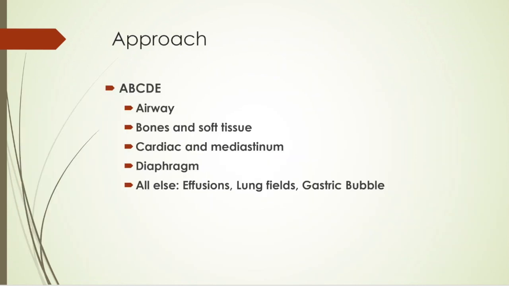And here's what we discussed, ABCDE: airway, bones and soft tissue, cardiac and mediastinum, diaphragm, and then everything else for E: effusions, lung fields, gastric bubble, etc. And it's really important that you use this systematic approach on every x-ray. Otherwise, you're going to miss things, I promise you. We miss enough not being radiologists to deliberately bypass these, and we'll tend to miss more.